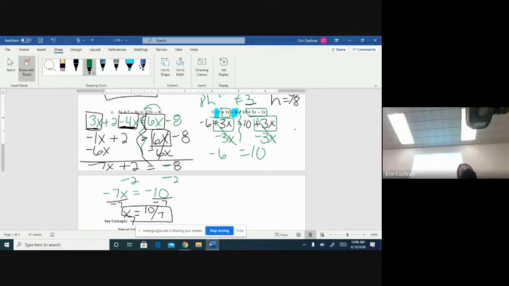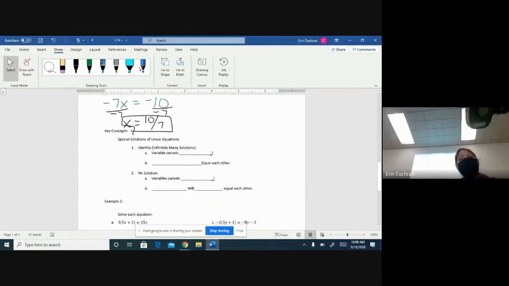All right, so we don't have a variable. In this case, if there's no variable, we have special cases. So we're going to talk about that before we actually answer that. Special cases is when our variables do cancel out. The first one we're going to talk about is when we have an identity. An identity means the left side is exactly the same as your right side. So no matter what value I throw into x, it's going to be a solution.